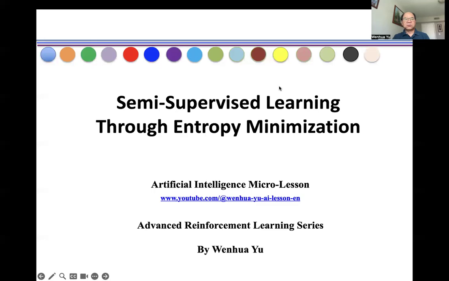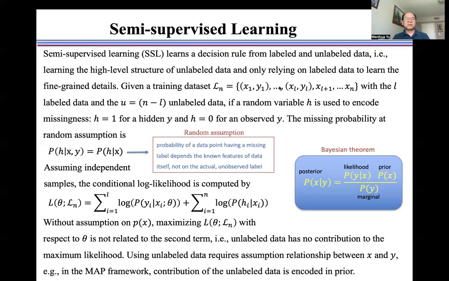In this video, I introduce semi-supervised learning through entropy minimization. Semi-supervised learning learns a decision rule from labeled and unlabeled data, namely learning the high-level structure of unlabeled data and only relying on labeled data to learn the fine-grained details.